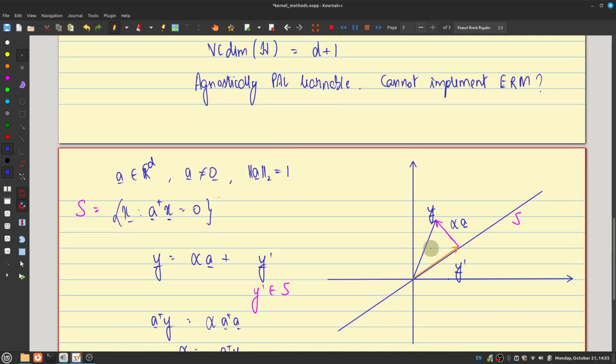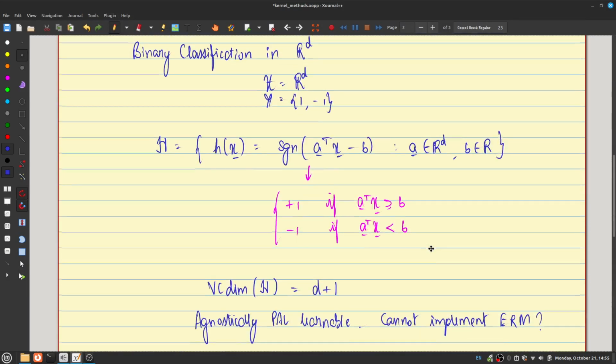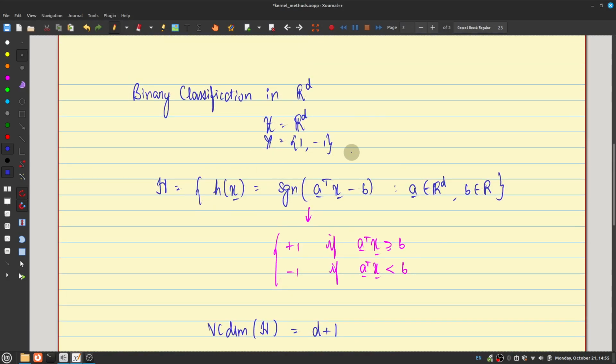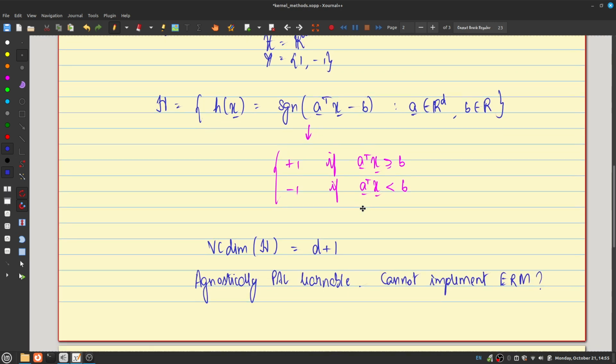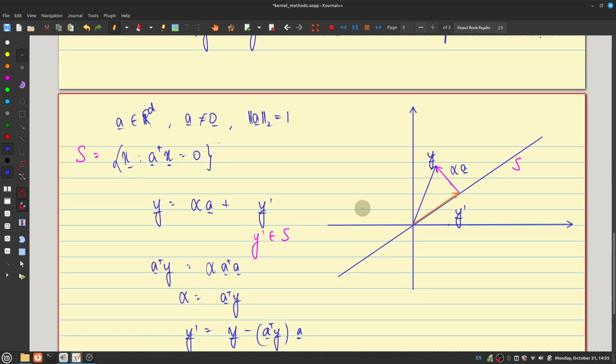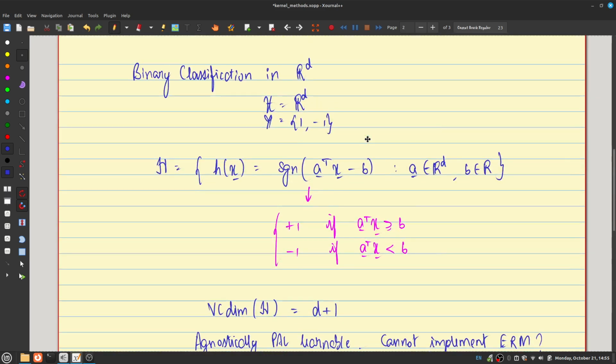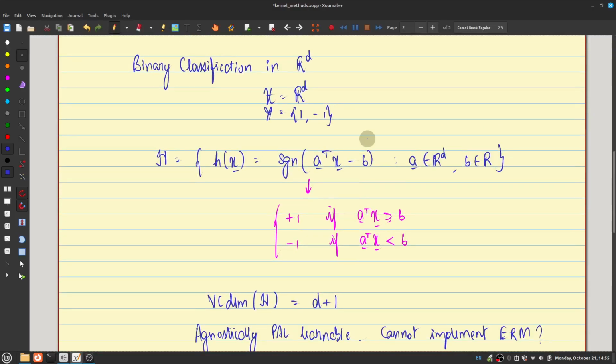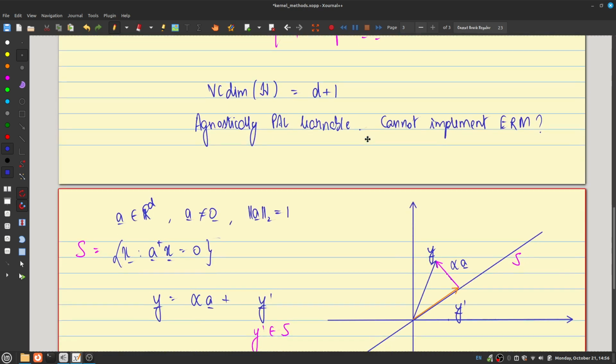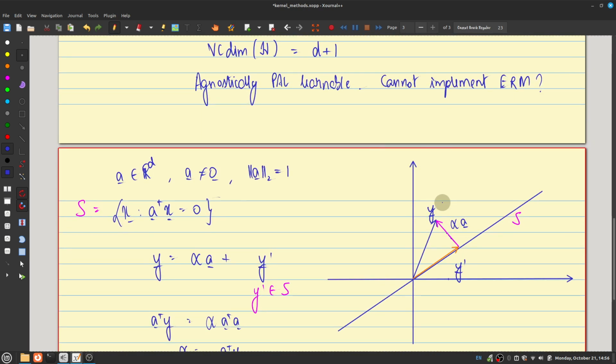effectively, if you look at any one of these classifiers, this essentially corresponds to a hyperplane that is not necessarily passing through the origin. So every hyperplane of the form A transpose X equal to B can be described by the normal vector, which I'll call A, and the shift, which is effectively B.